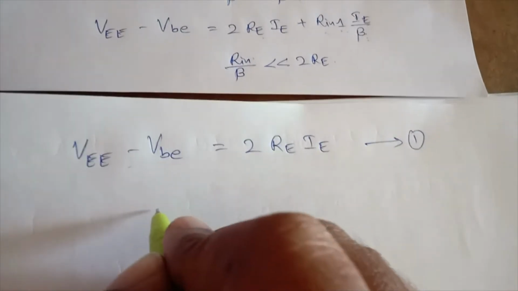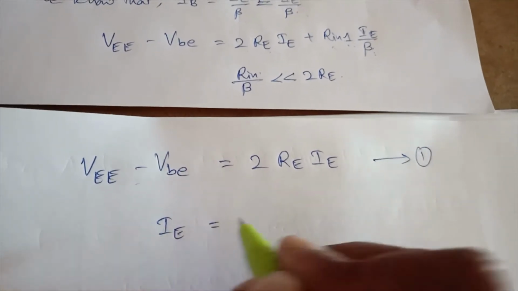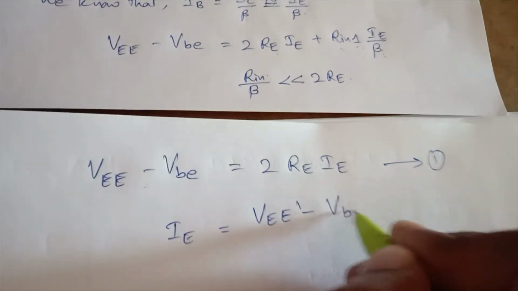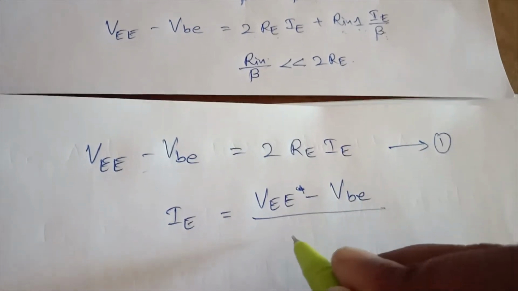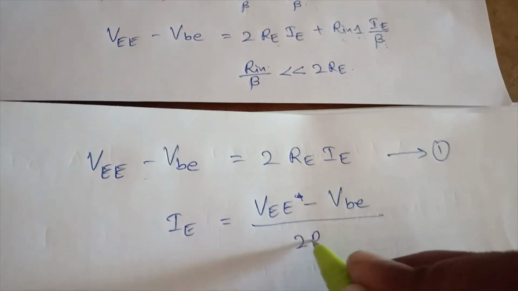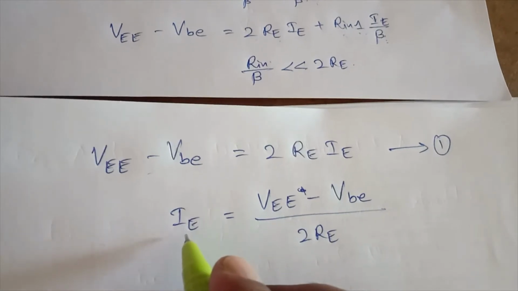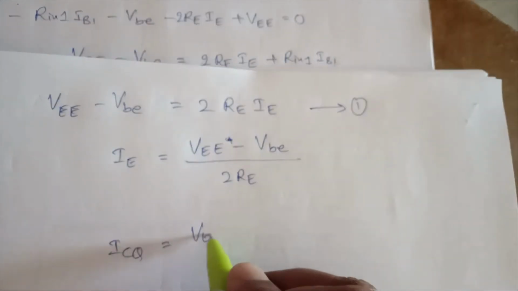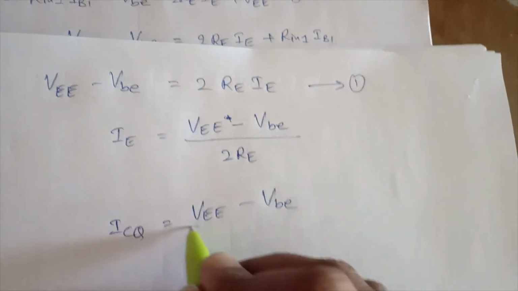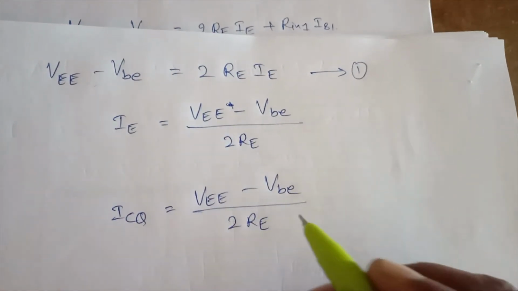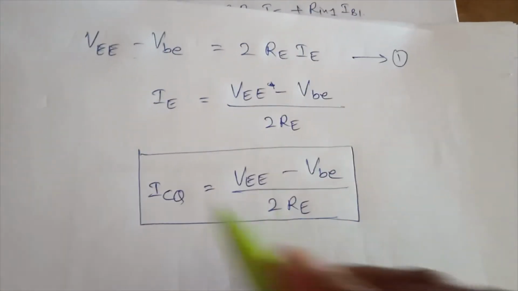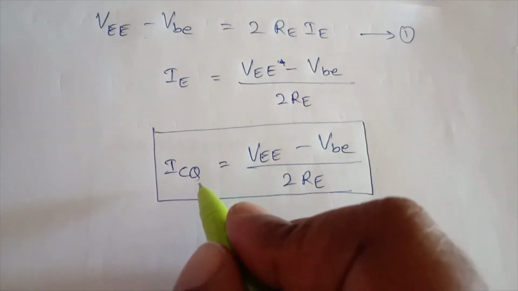So from this equation we derive the expression for IE, that is VEE minus VBE divided by 2RE. IE is nothing but IC only. So we are getting the ICQ value as VEE minus VBE divided by 2RE. So this is the equation for ICQ.